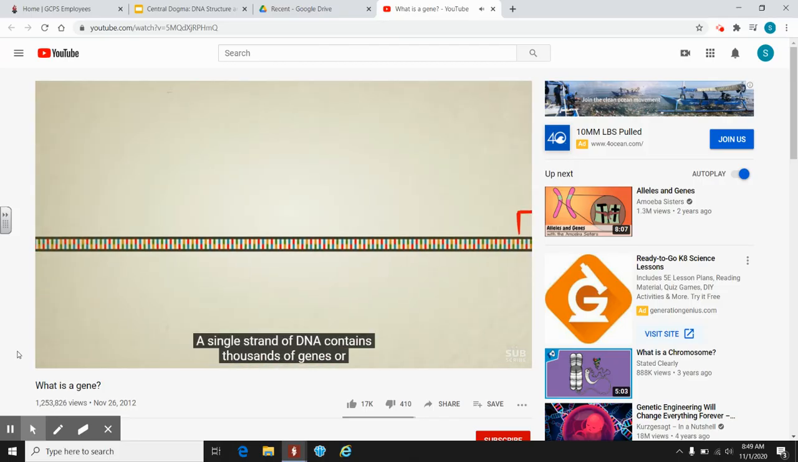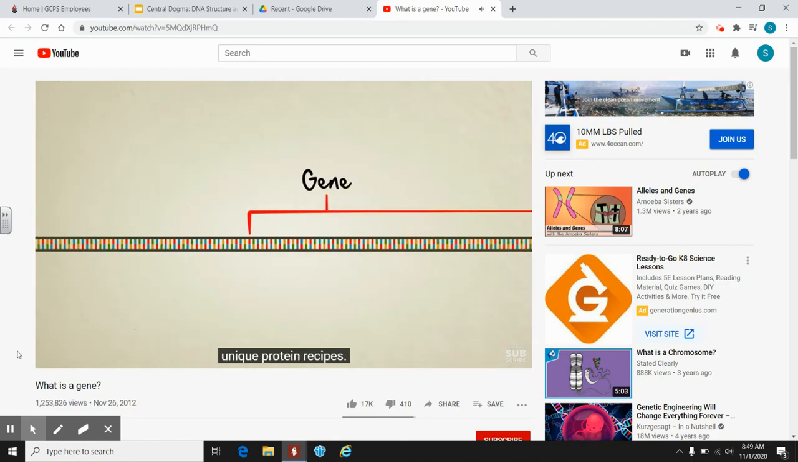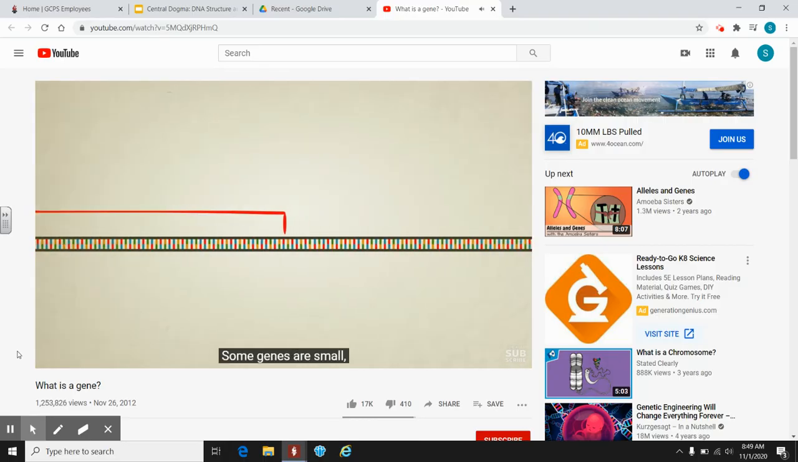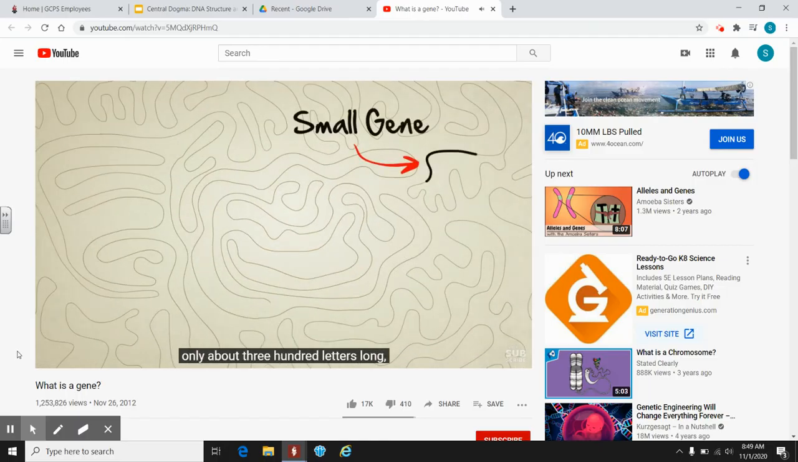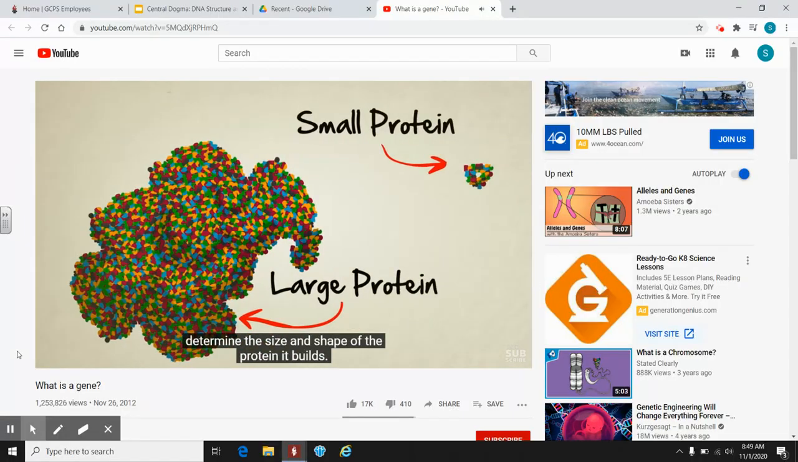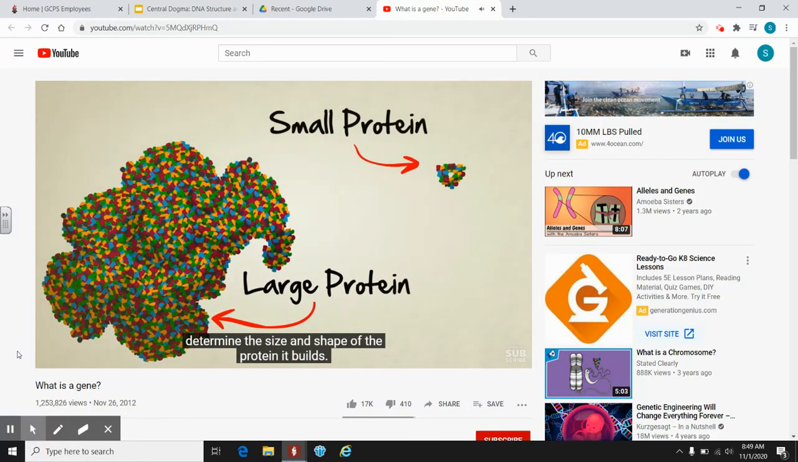A single strand of DNA contains thousands of genes or unique protein recipes. Humans have roughly 20,000 altogether. Some genes are small, only about 300 letters long. Others are well over 1 million. The length and sequence of a gene determine the size and shape of the protein it builds. The size and shape of the protein determine the function that protein will have inside the body.